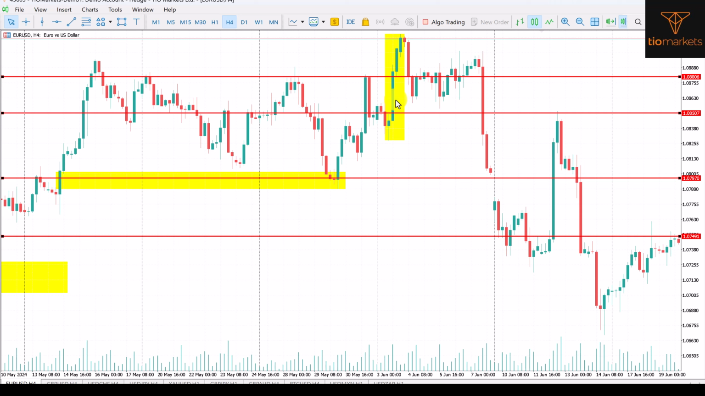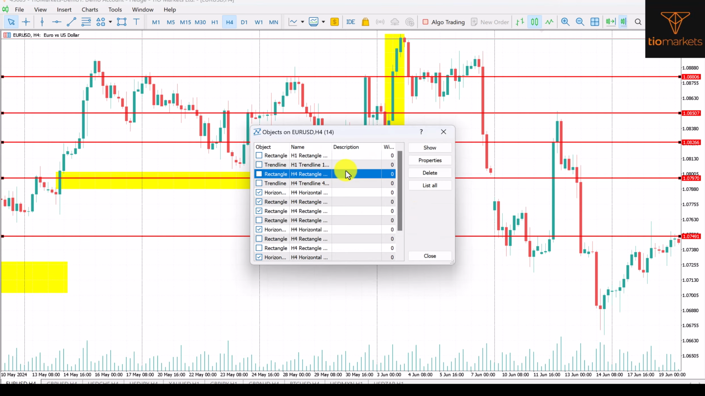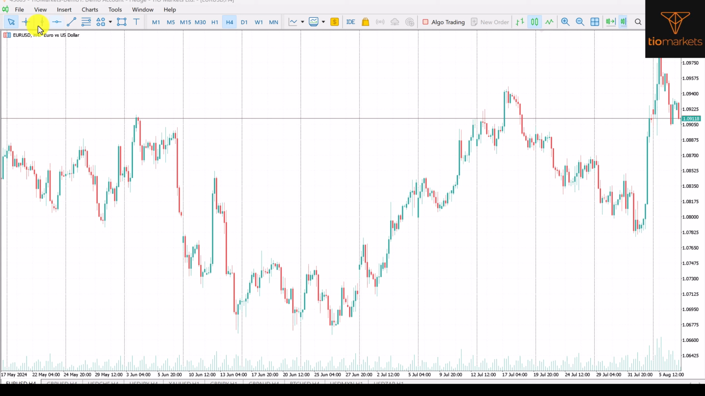So after this fair value gap, where is your stop loss supposed to go? Your stop loss is supposed to go at the last candle of the formation, which means we have three, right? When you mark your fair value gap, your stop loss goes below this candle that makes up that particular fair value gap. Right, let's look at another example.